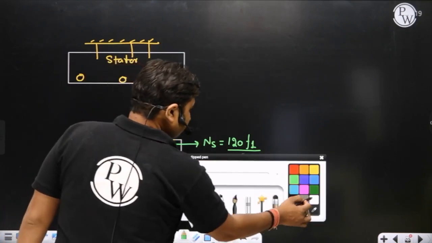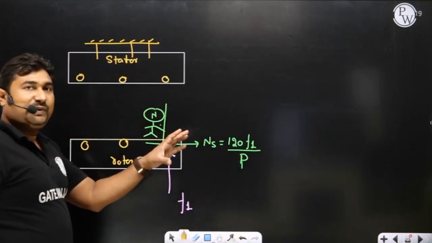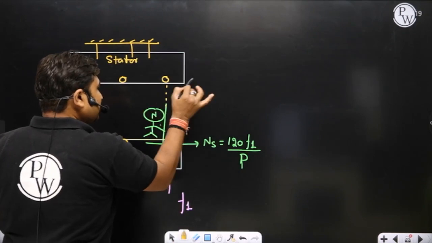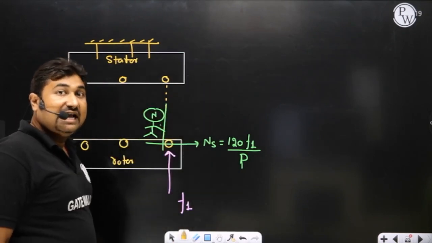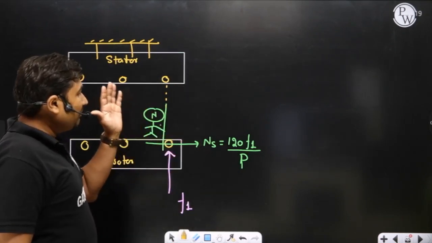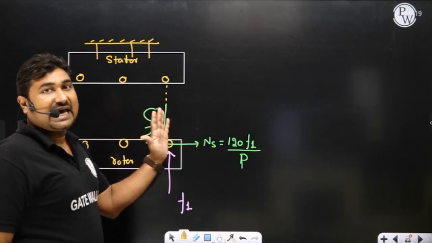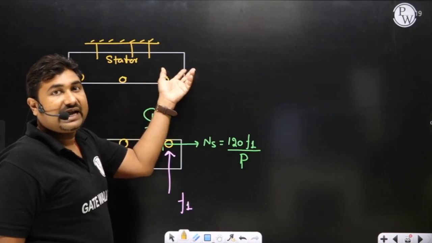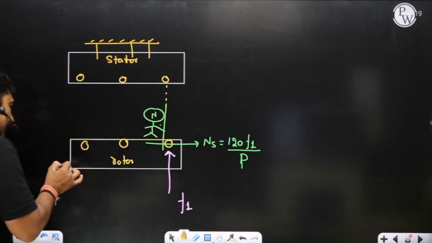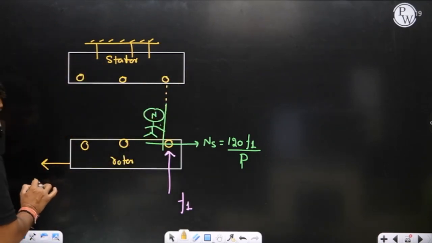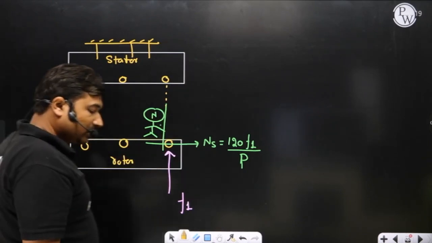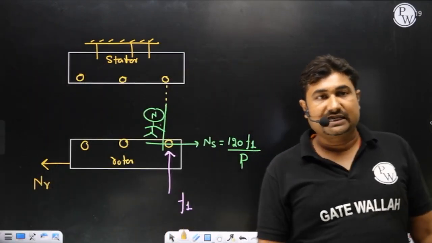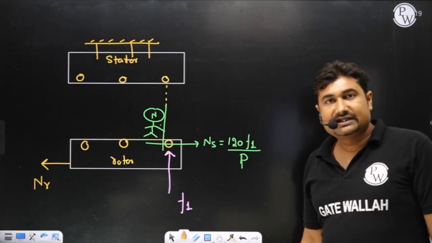While revolving at a speed of ns, it cuts the stator structure and induces EMF in the stator structure. As per Lenz's law, the rotor must rotate in such a direction that it will oppose the relative motion between stator winding and rotor field. For that, rotor gets started in the opposite direction at a speed of nr. Is it okay? Yes, sir.